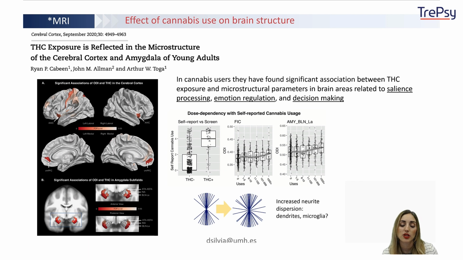Specifically, the parameter that they measured in the study with microstructural MRI is the neurite dispersion. And what they found, by comparing controls and cannabis users, is an increased dispersion in the neurites. The pathophysiological underpinning of this observed contrast cannot be clear from just an MRI study. It may relate to dendrites, but it may also relate to processes of the microglia.